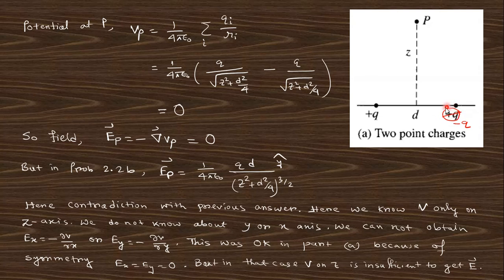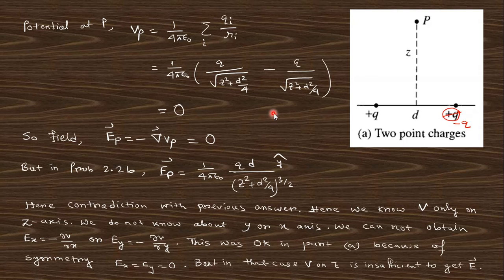Okay, so we change this plus q to a minus q and find out the potential. This is a plus q and this is a minus q, that's why the potential will be 0. Since the potential is 0, the derivative will also be 0, so the electric field at that point will be 0. But problem 2.2b says the electric field at that point will be this.